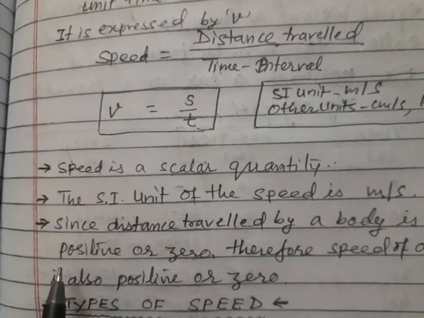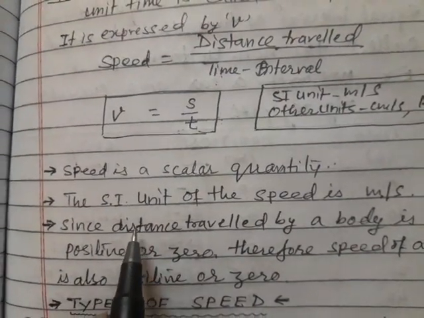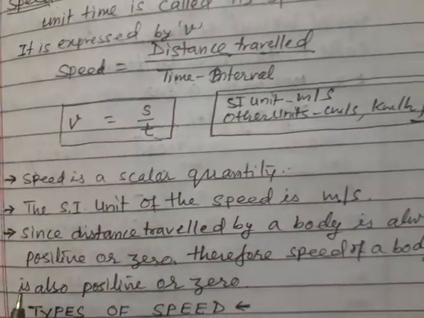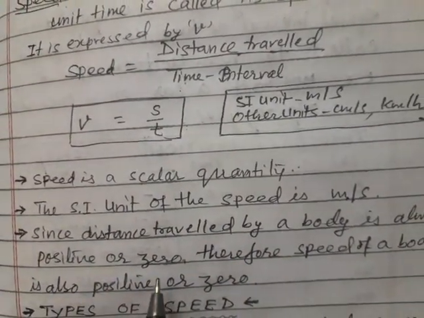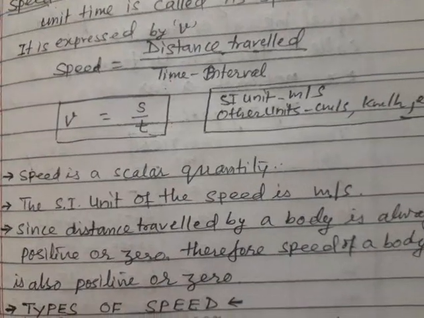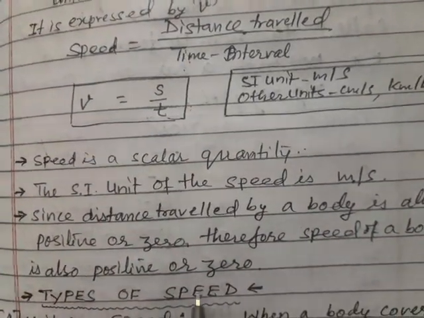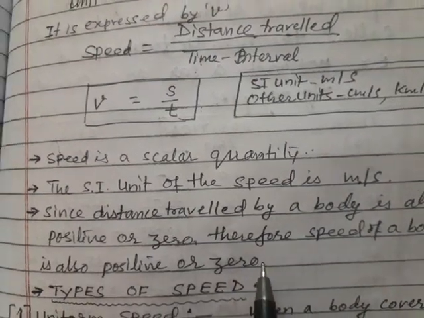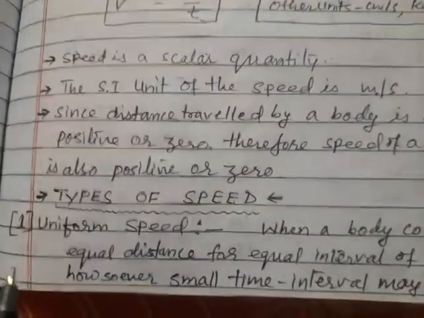Another feature of the speed is, since distance traveled by a body is always either positive or zero, therefore speed of a body is also positive or zero. It means speed of a body can never be negative. Now types of speed.